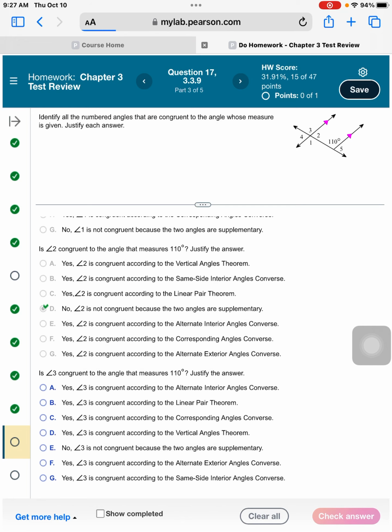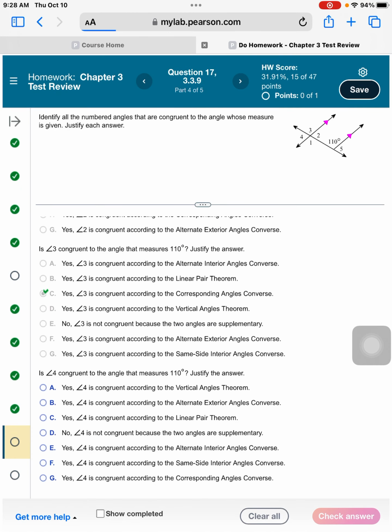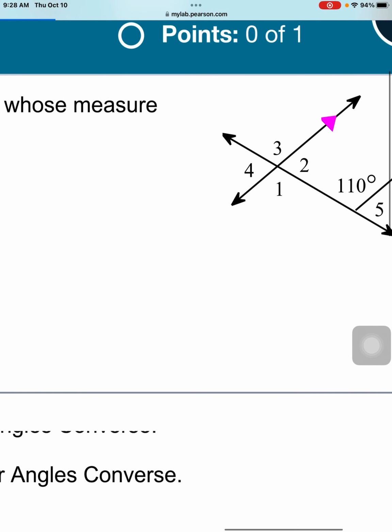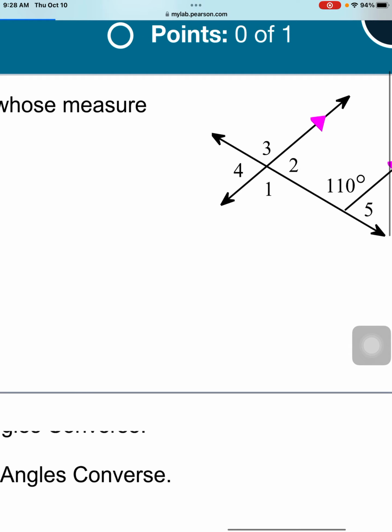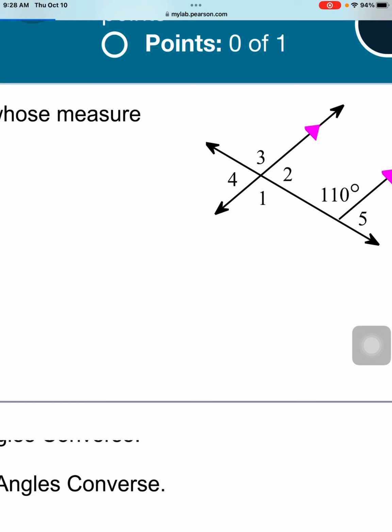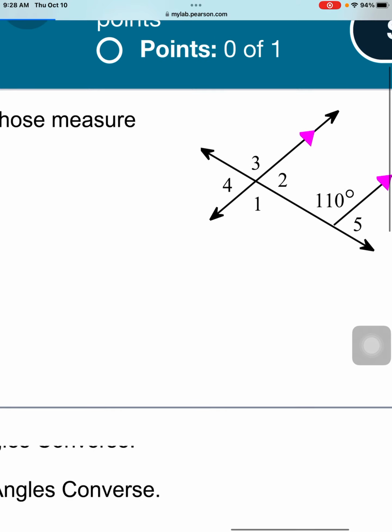Is angle 3 equal to the measure 110? Yeah, it is. They are what? Corresponding. Measure of angle 4? Heck no. They are not congruent, because the two angles are supplementary. And why are they supplementary? Because if 110 and 3 are congruent because of the corresponding angles theorem, then 3 and 4 have to be supplementary because of the linear pair theorem. So just the same way that 3 and 4 are supplementary, so are 110 and 4, because 3 and 110 are the same thing.